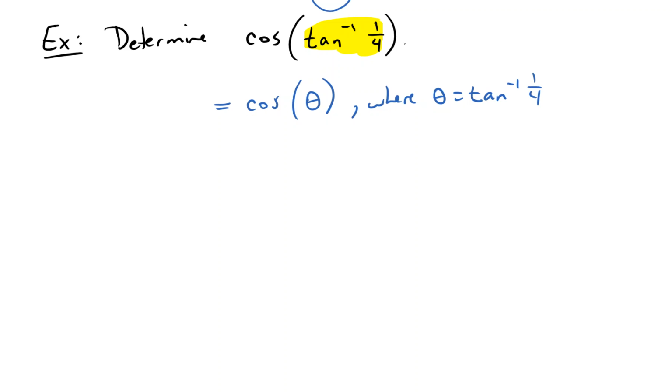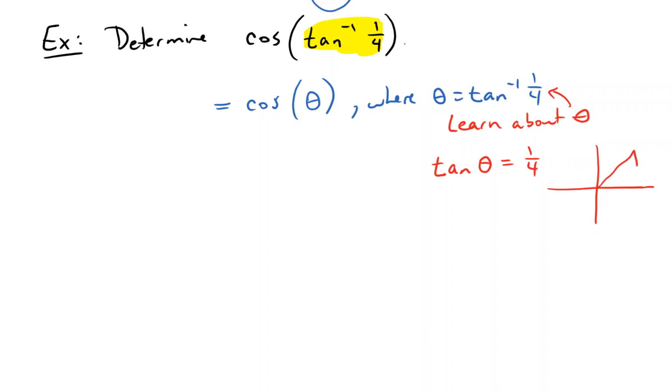But what I can do now is I can learn about theta based on this information. So if theta is the tan inverse of 1/4, then I can look at the inverse statement of that. So in other words, the tangent of theta has to be 1/4, right? Make theta the input to the tangent function, which would make 1/4 the output of the tangent function. And so tangent of theta being 1/4 means tangent's positive in the first and third quadrants.